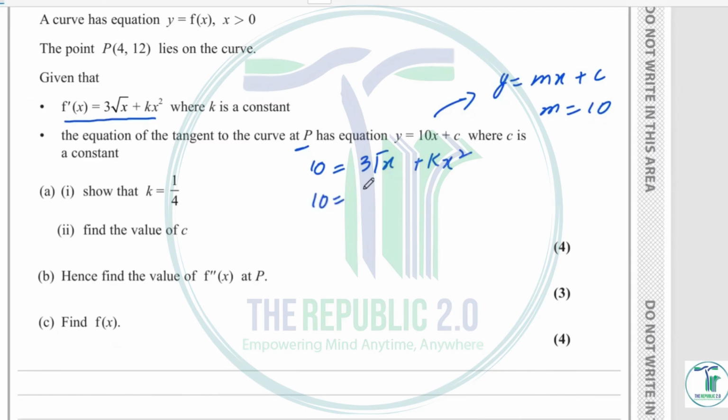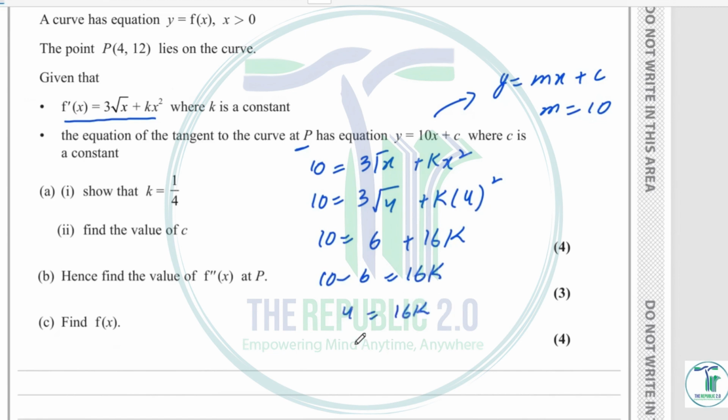So 10 equals 3 times root of 4 plus k times 4 squared. You're left with 10 equals 3 times 2, that is 6, plus 16k, right? Now I'm just going to simplify that. So 10 minus 6 equals 16k, 4 equals 16k, and k comes out to be 1/4. That is how I'm going to get the value of k. Once you have k, you have y equals 10x plus c, where c is a constant. We need to also find the value of c.